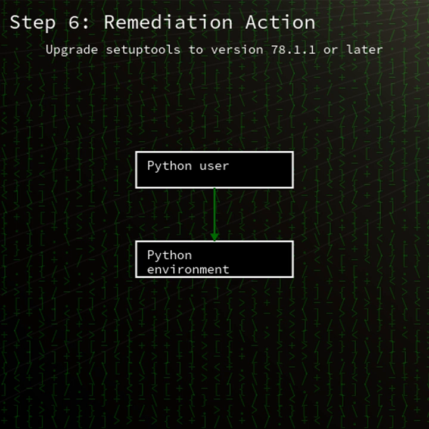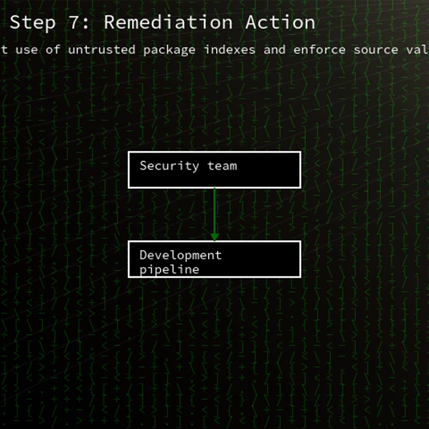To protect your environment, upgrade setuptools to version 78.1.1 or later. Apply the SUSE security updates for Python setuptools, Python 3.10 setuptools, and Python 3.12 setuptools immediately. Regularly review and apply security advisories for your Python tooling and follow best practices for package validation and isolation to minimize risk.